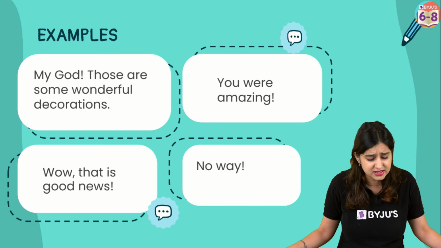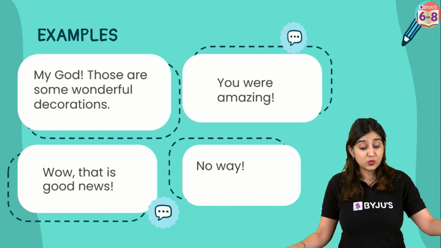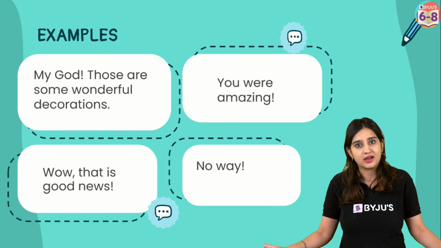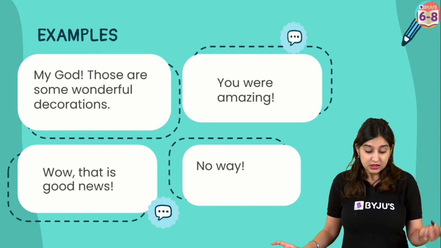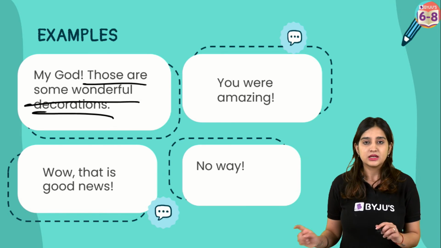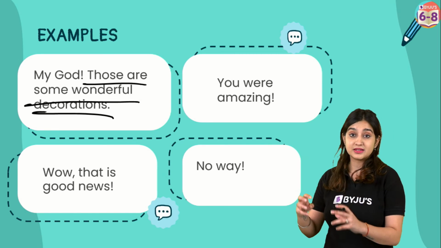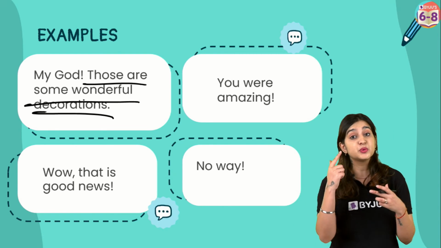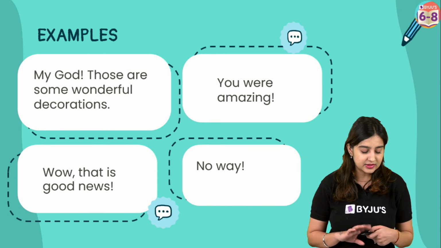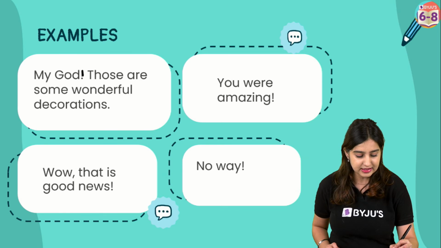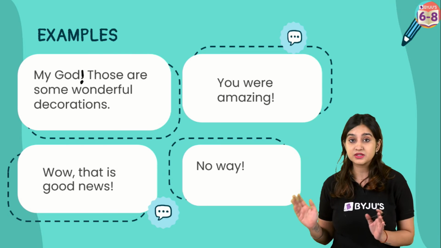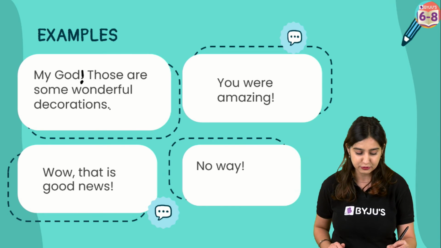My God, those are some wonderful decorations. You were amazing. Wow, that is good news. No way. Okay? Now here, did you notice that this sentence over here is not ending in an exclamation mark? Now, exclamatory sentences that are used to show heightened emotions usually use interjections. There are two different ways in which we can punctuate these interjections. We can either put the exclamation mark like this right after the interjection, my God, and then the rest of the sentence can be a normal sentence that can end in a full stop.